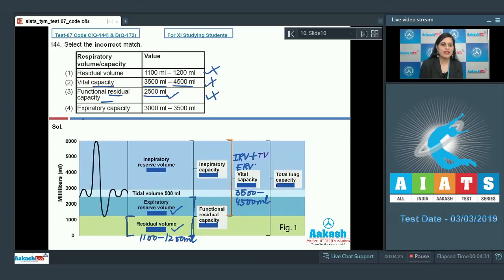The last match given is expiratory capacity, and the value is 3000 ml to 3500 ml. As it is an incorrect match, this is the correct answer to our question, because expiratory capacity includes expiratory reserve volume plus tidal volume, which is equal to near about 1500 to 1600 ml. So the correct answer to this question is option number 4. Let's discuss our next question.